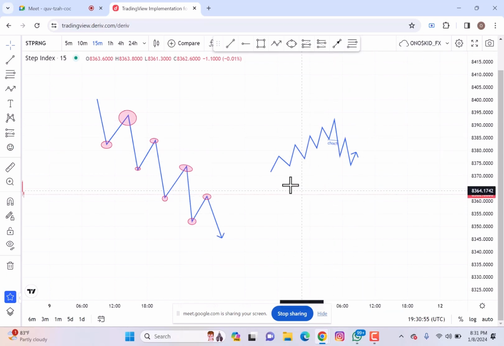So the importance of this is, when you are holding a trade for a long time, transition will help you to know that it is possible that this market wants to start reversing, because every reversal in the market starts with transition.